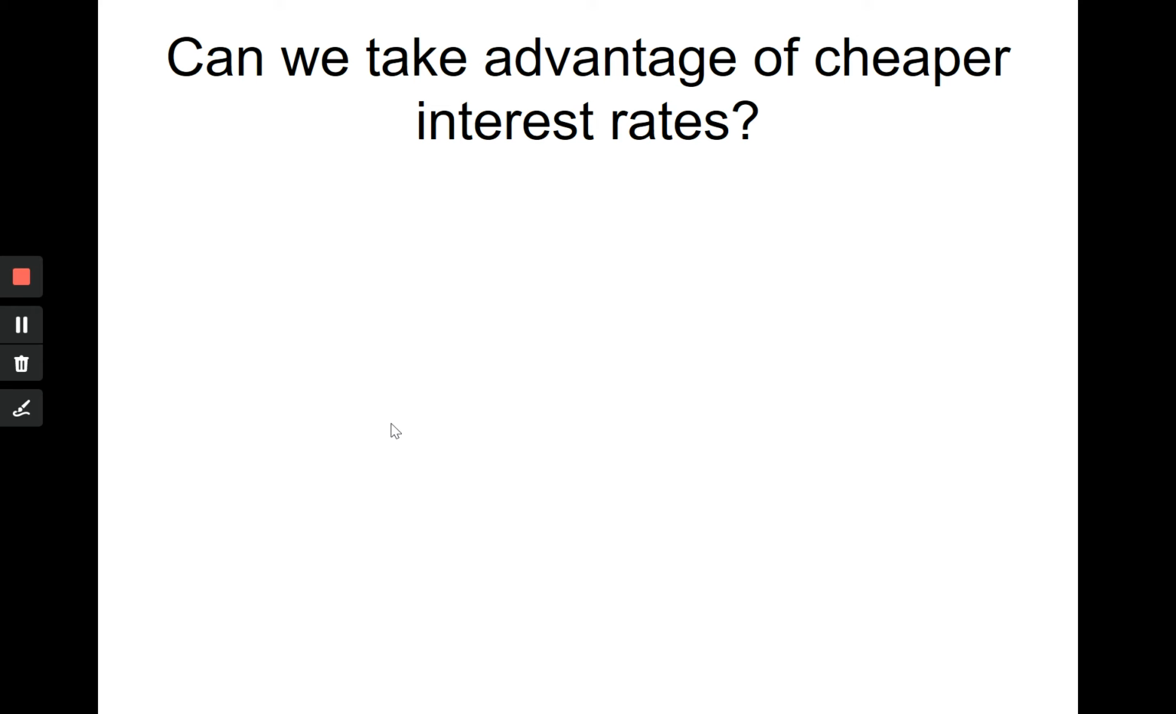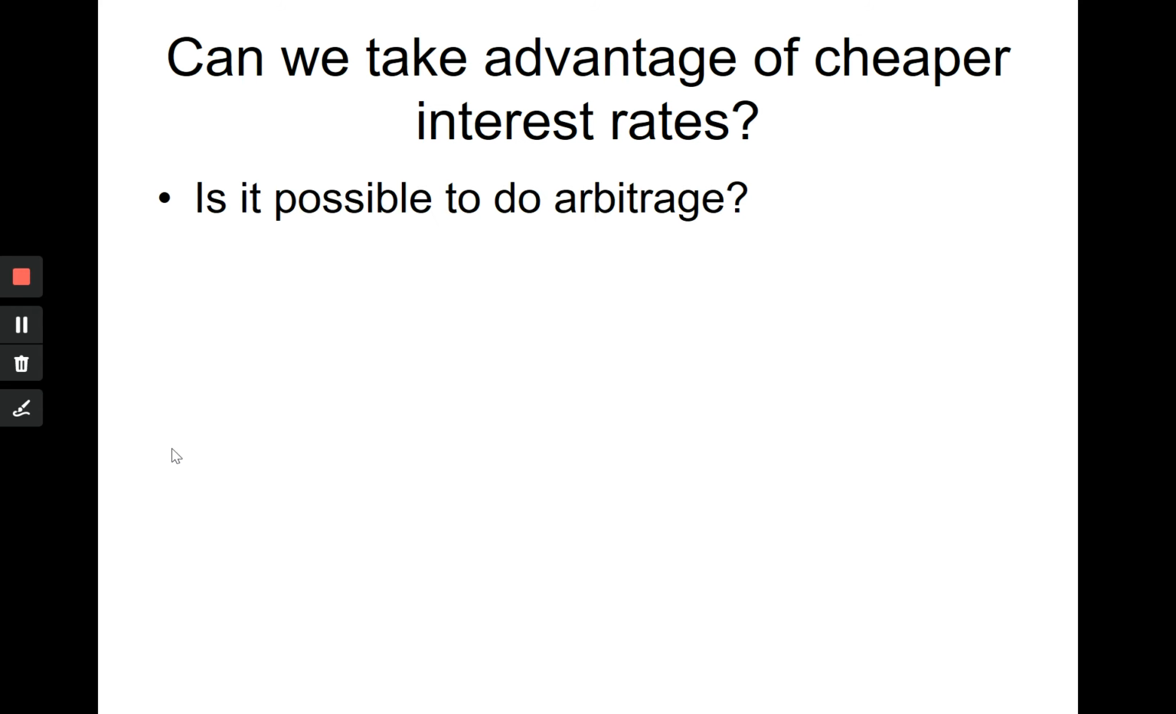Okay, can we do arbitrage? Can we take advantage of cheaper interest rates in these two countries? We discussed what arbitrage was, a definition that you and I should know precisely. If this definition comes in the exam, you should mention 5 things. Usually I'm happy with 4 and give you full grade. 1 product, 2 prices, 2 different markets.